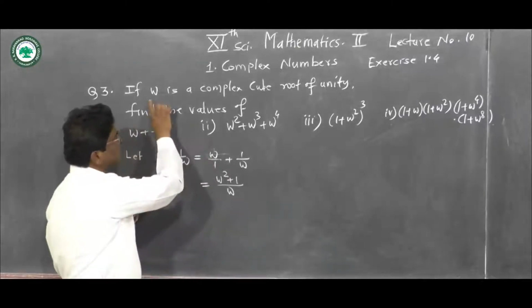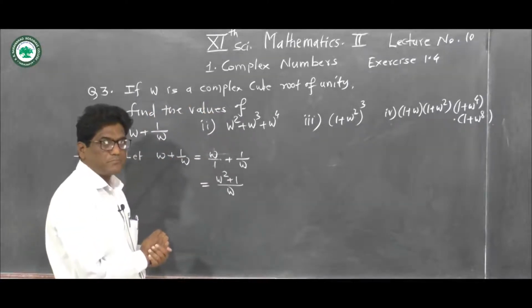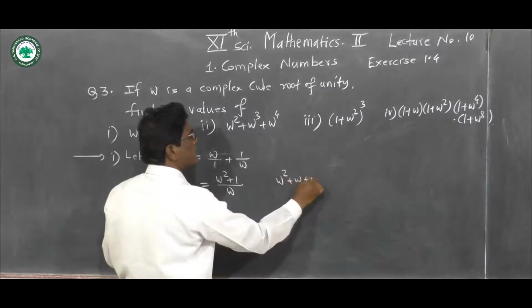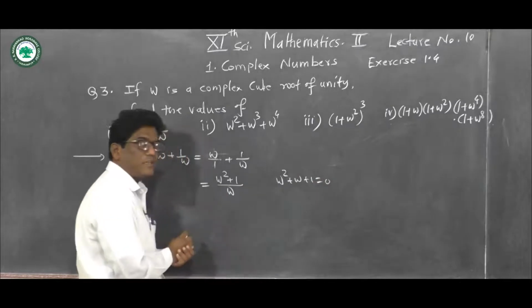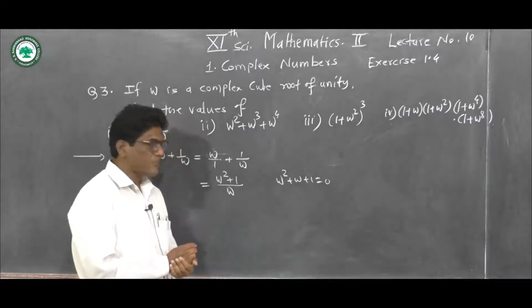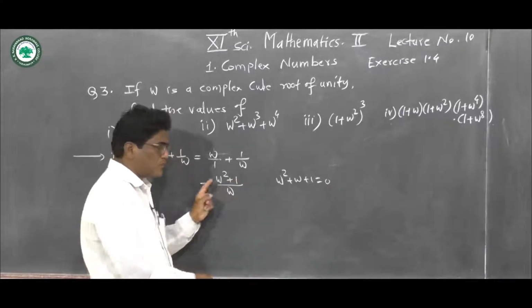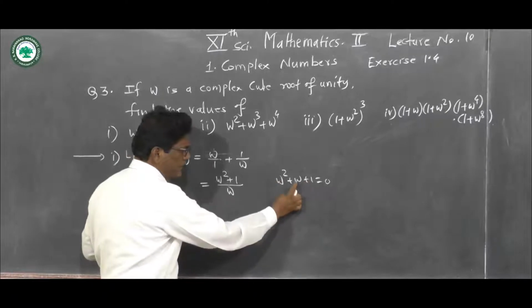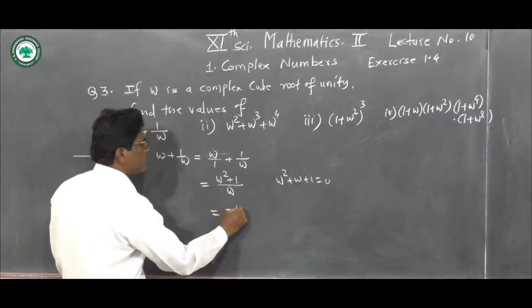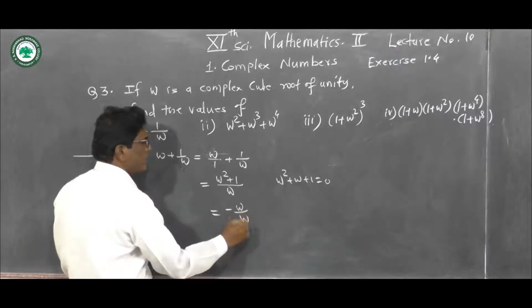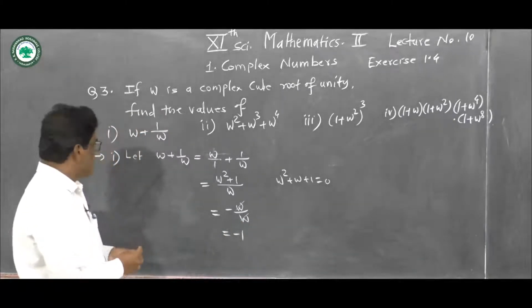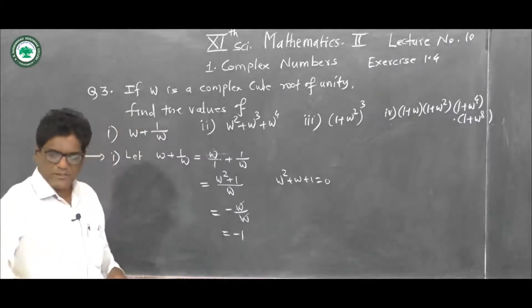Now here we have given that omega is a complex cube root of unity. Means we know that omega square plus omega plus 1 is equal to 0. We have seen in the previous lecture, omega square plus omega plus 1 is equal to 0. Now here omega square plus 1. So from this equation, carry this omega to the right hand side. It is minus omega. So it is equal to minus omega upon omega. Omega gets cancelled, so the solution is minus 1. So the solution of the first problem is minus 1.